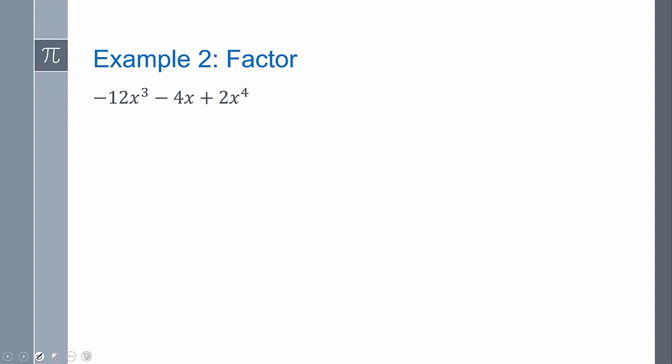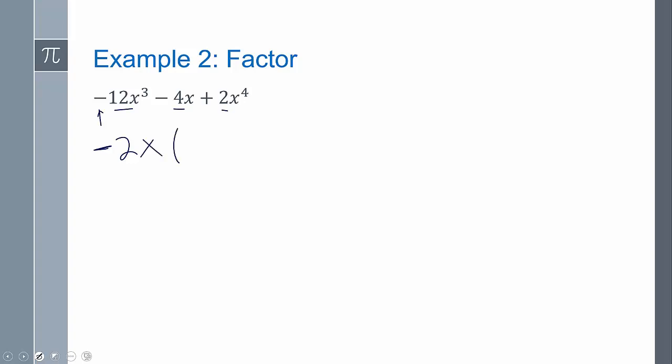So let's factor this. The first thing that we're always going to check when we factor is going to be the greatest common factor. We always check for the greatest common factor. So when there's a negative in front, we factor out that negative. So that's going to be the first thing that I'm going to take out. Then between a 12, a 4, and a 2, there's a 2 in common. That's the highest number, basically divisible in all of them. And then the next is going to be an x.